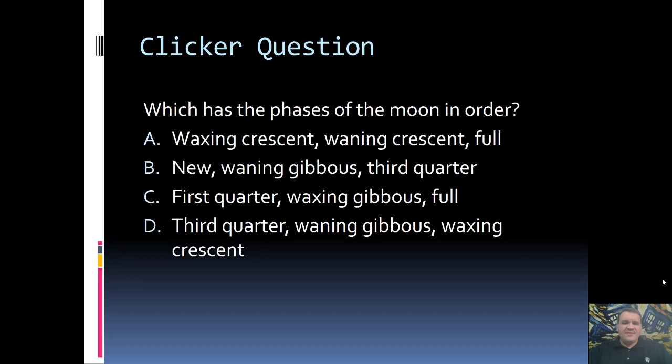So which of these has them in the correct order? It is C. First quarter is followed by waxing gibbous, is followed by full moon. So the correct answer is C.